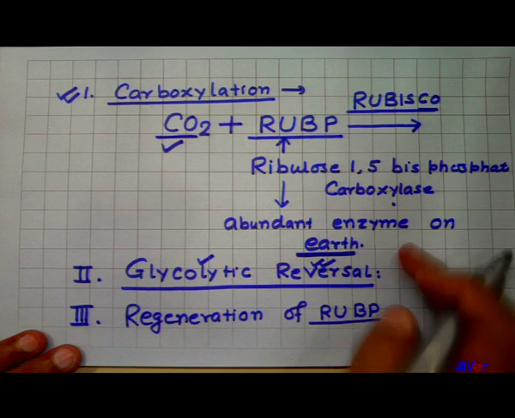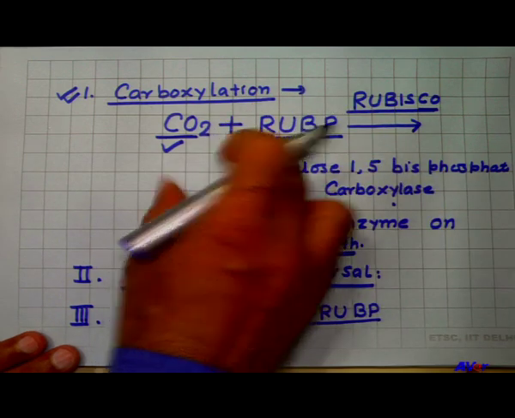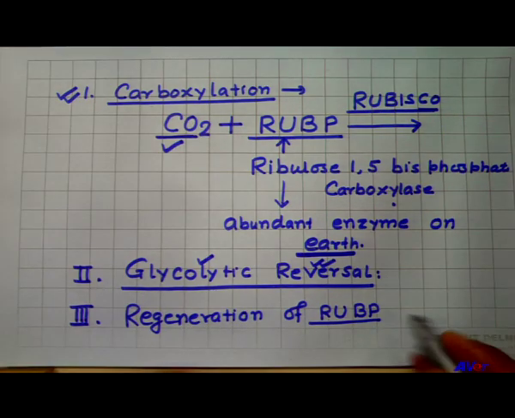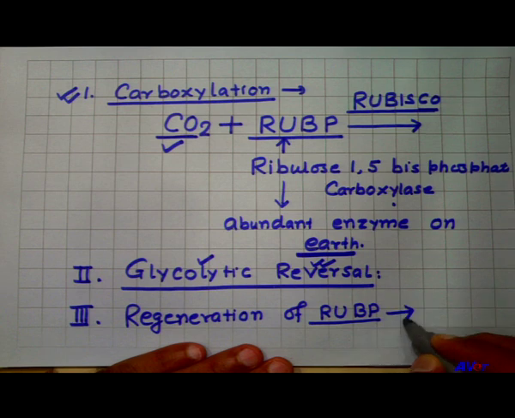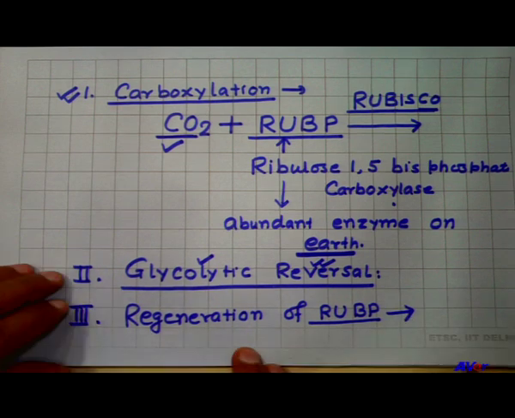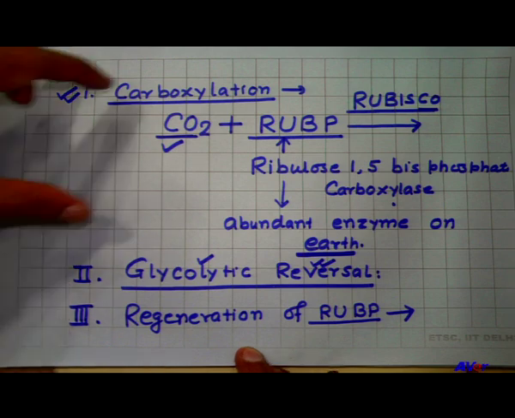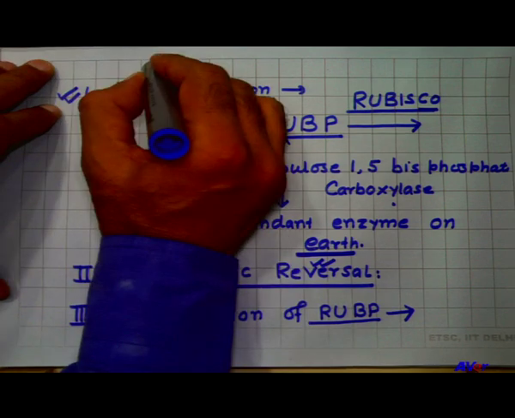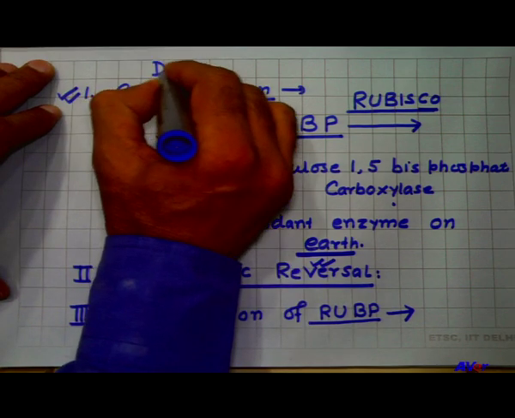This RUBP again regenerates for the pickup of another carbon dioxide, and so the cycle goes on continuously. So, these are the 3 major steps in the dark reaction, or the biosynthetic pathway.